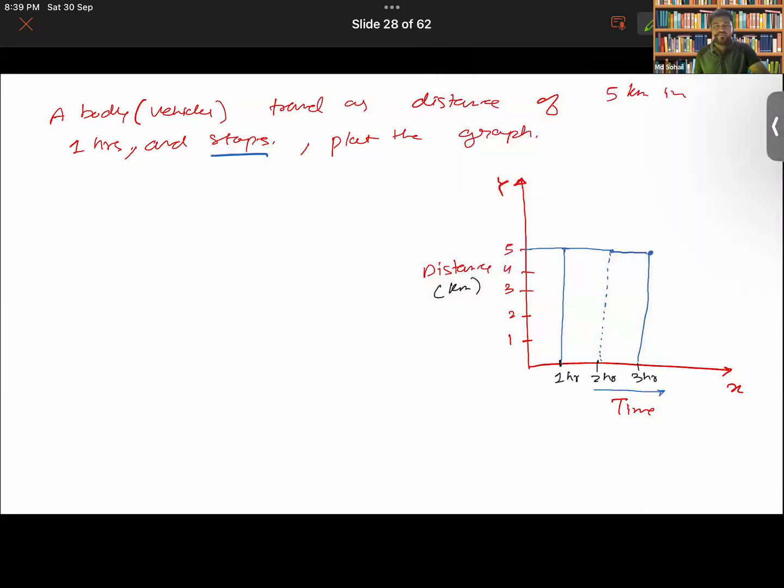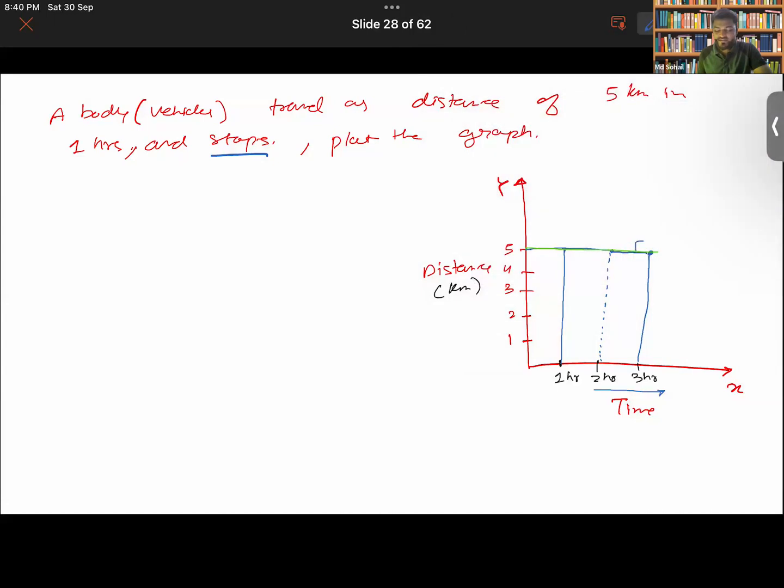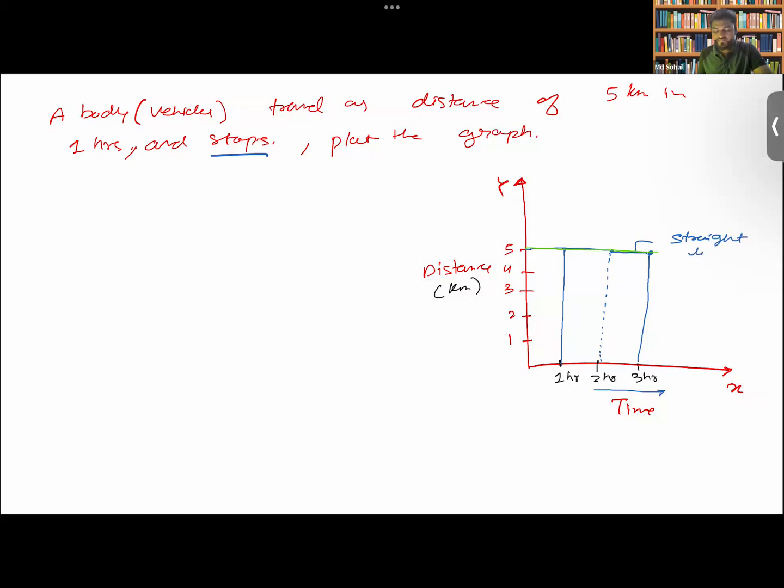So here we are also getting a line. That is also, in fact, a straight line. Interestingly, if you were to see this straight line, is it parallel to the time axis or not? It is, sir. It is parallel to the time axis. So whenever a body has traveled some distance and comes to a position of rest, you will be getting a straight line parallel to the time axis. Getting it?